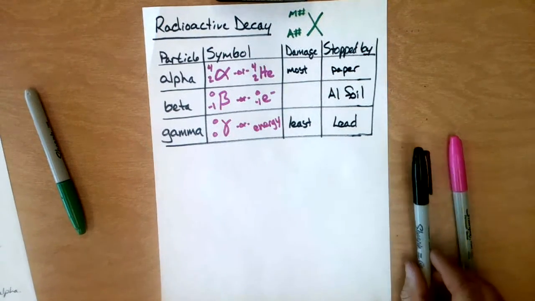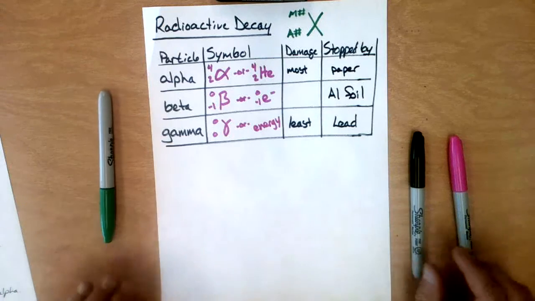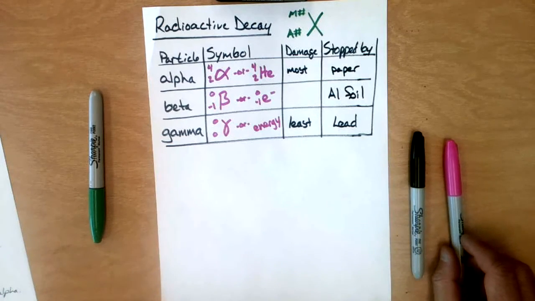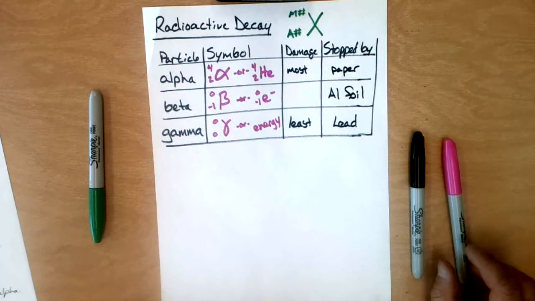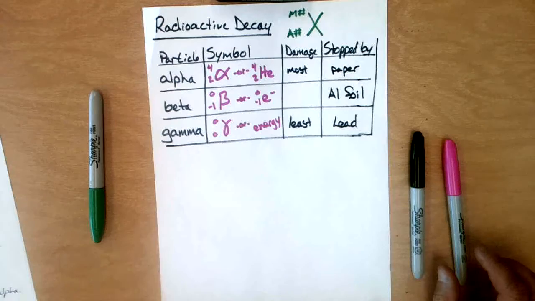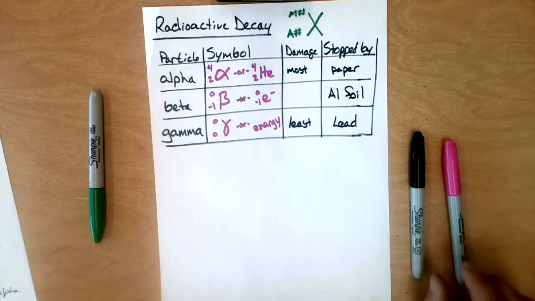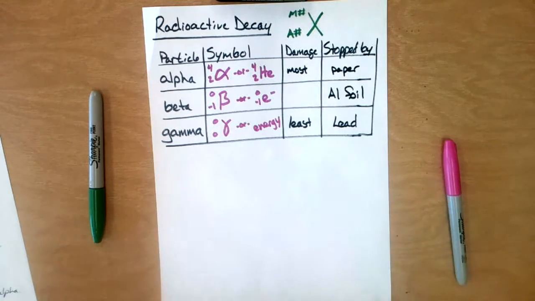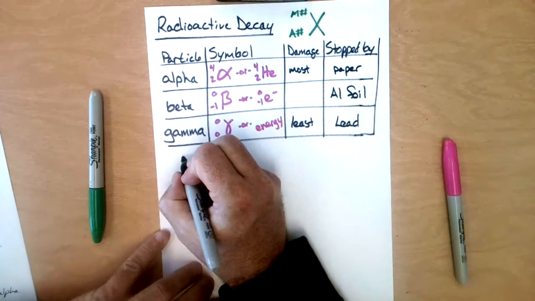Like if you were to go get x-rays taken at the dentist or the doctor, they usually put a lead vest over you to protect your body from the x-rays going through, and instead just your jaw where they want the picture. All right, some other particles.